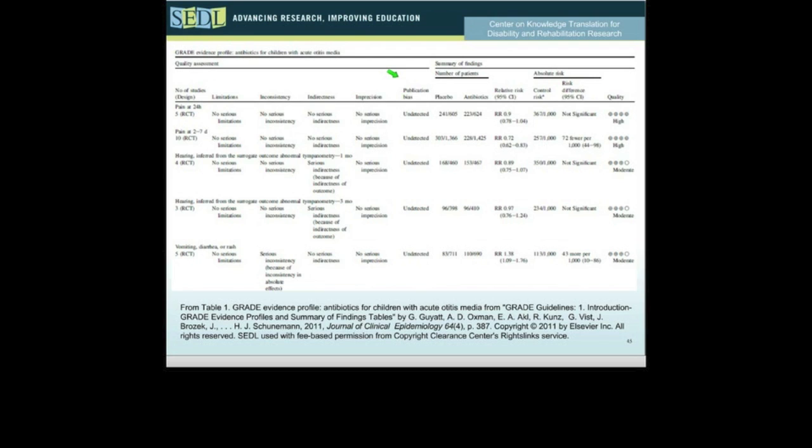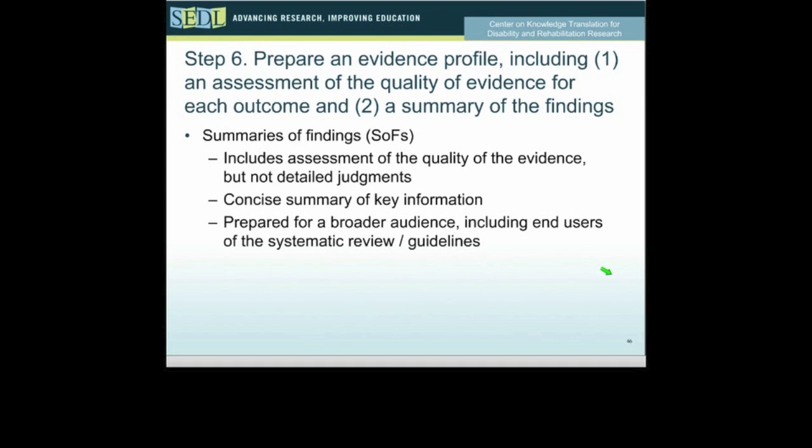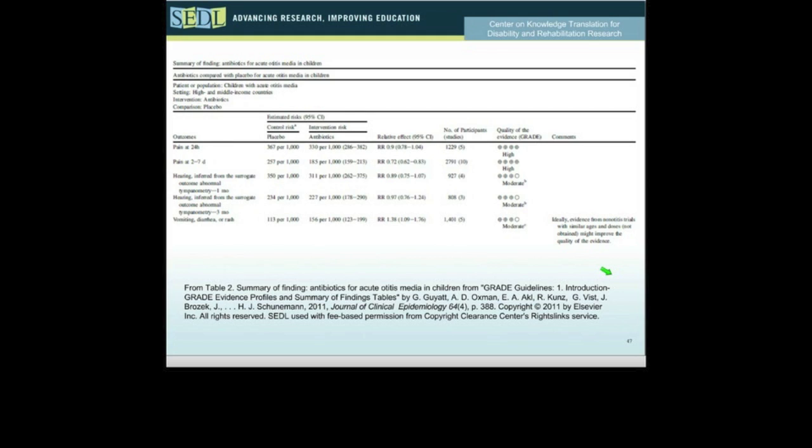Here's a summary of findings: placebo, antibiotics. This is a study of earache in kids, the relative risk and the absolute risk, and the quality of the evidence summarized in a visual. So that's one of the tables, and then the summary of findings pulls just certain elements out of this, and you can see here it's much simpler.